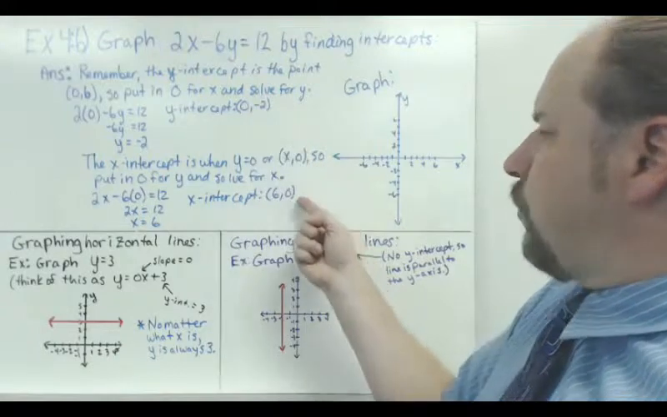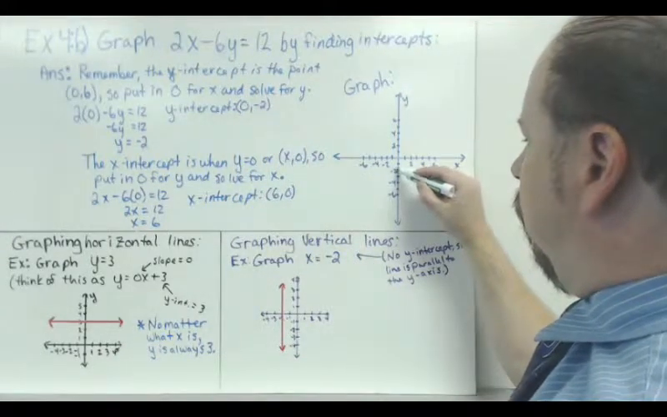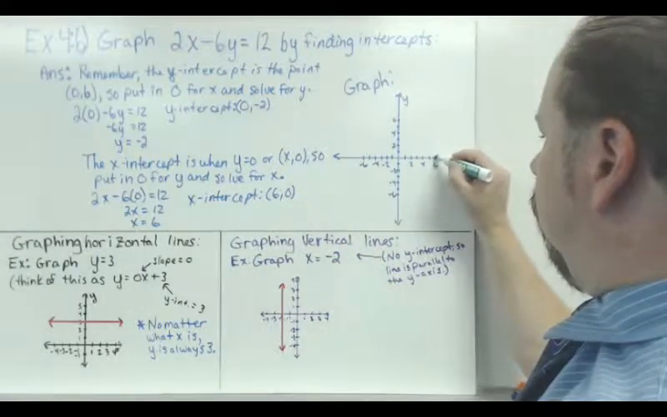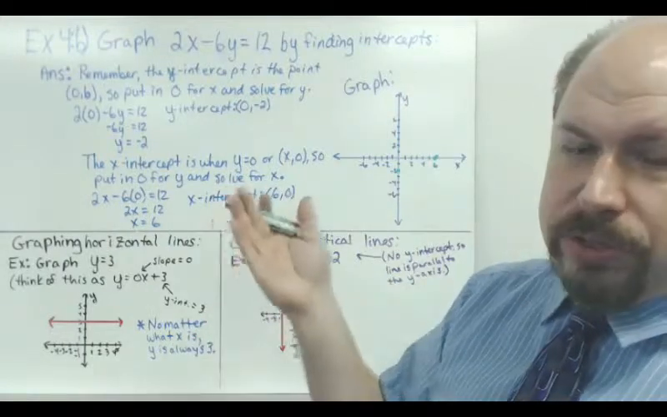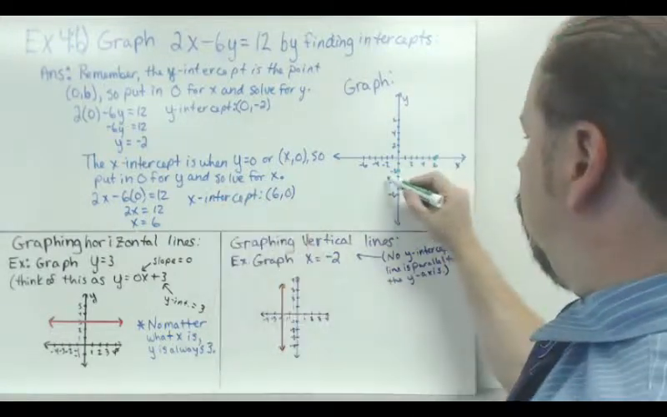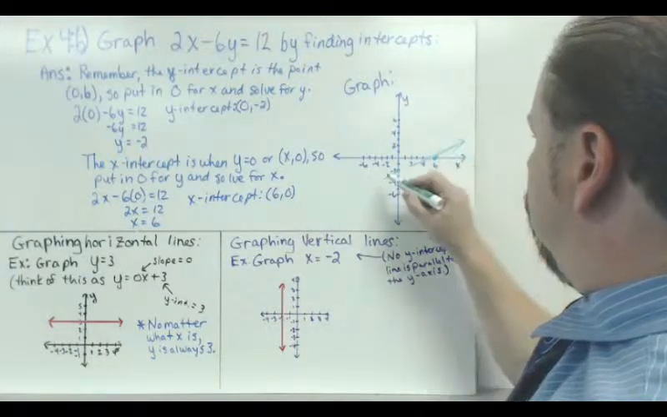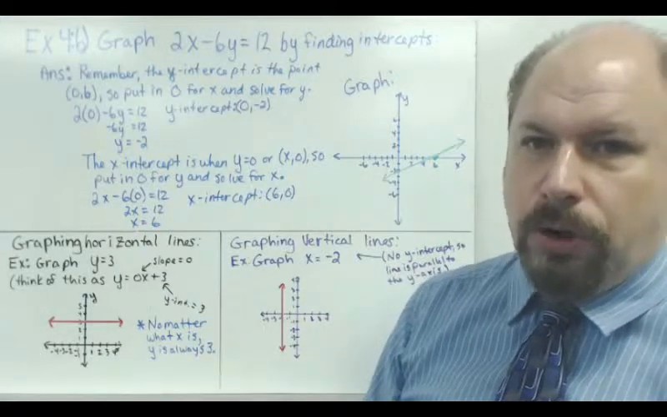So we have 2 points on our graph, (0, negative 2), which I will put right here, and we have the point (6, 0), which is right here. And now since we have 2 points on our graph, we can just connect them with a line. Okay, connect those 2 points with a line and draw your graph, and you're done.